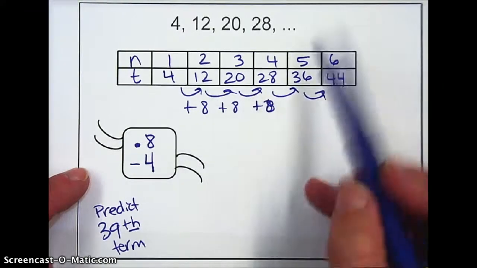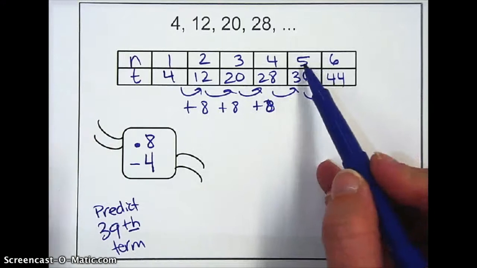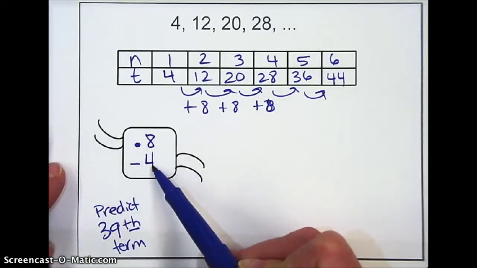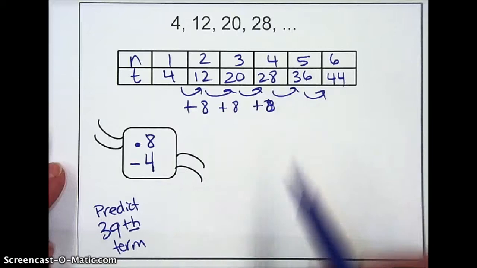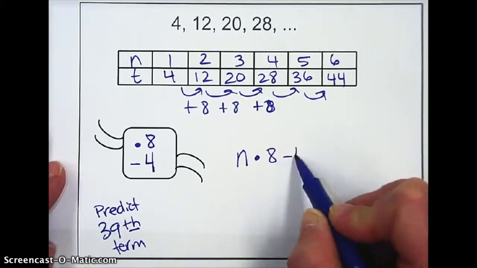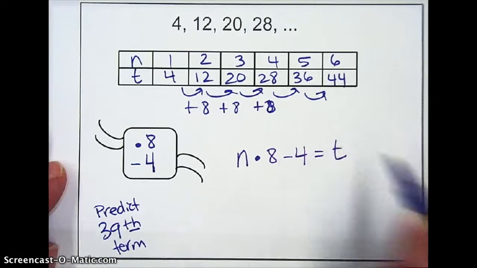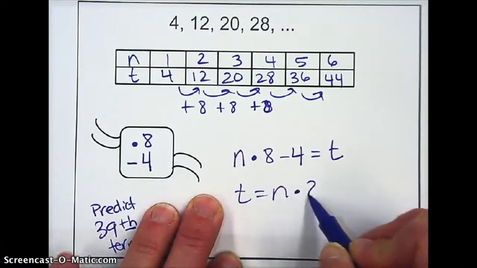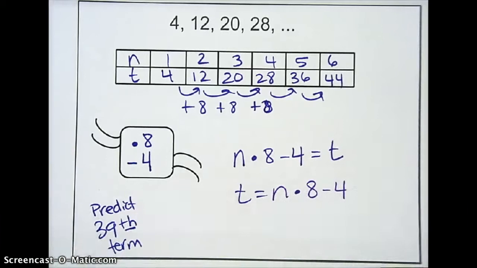That works. I'm going to try it with 5. 5 times 8 is 40. 40 minus 4 is 36. And that works. So my equation is n times 8 minus 4 equals t. And again, another way to write it could be like that.